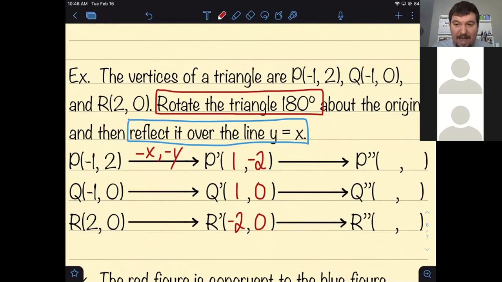Now, you can look back if you want to, but can anyone tell me what happens when you reflect over the line y equals x? You'll find this in your cheat sheet on the 2.3 reflections notes we did.